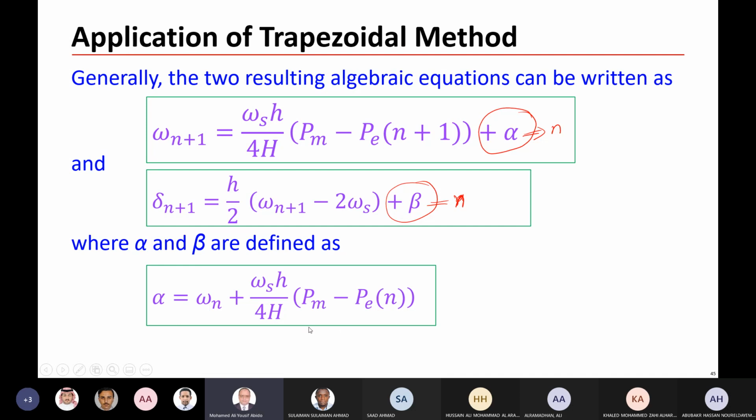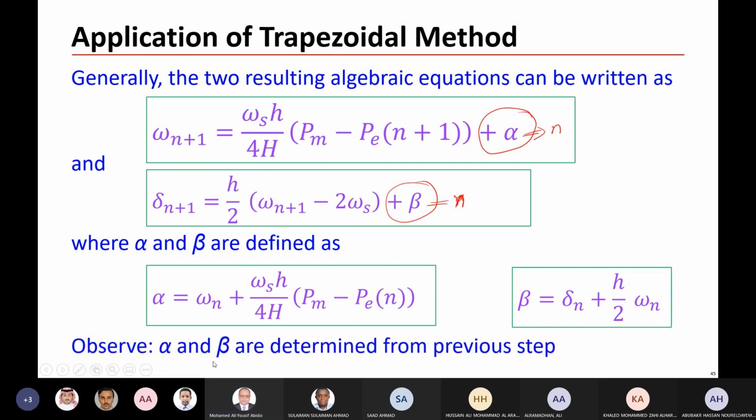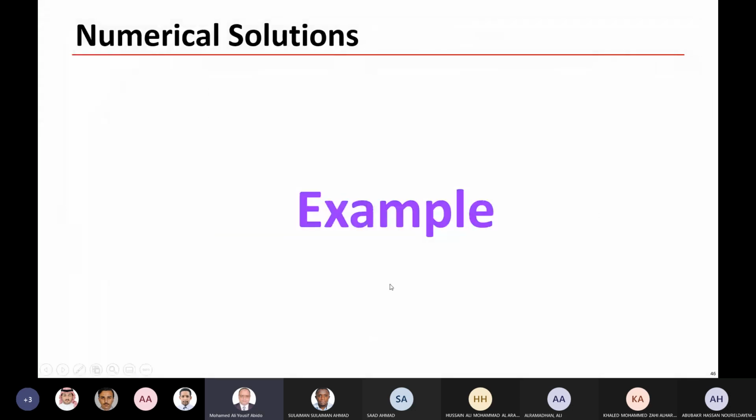Alpha is defined as such and beta is defined as such. This is from the previous cases. As you can see here, alpha depends on the value at n and beta depends on the value at n. So observe alpha and beta are determined from the previous step. You can simplify as such.